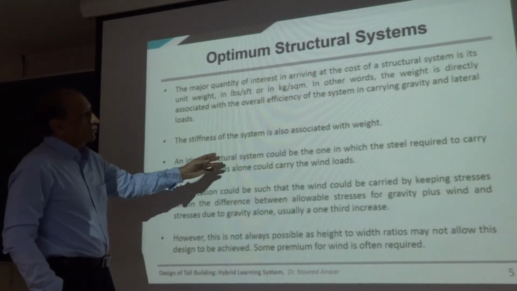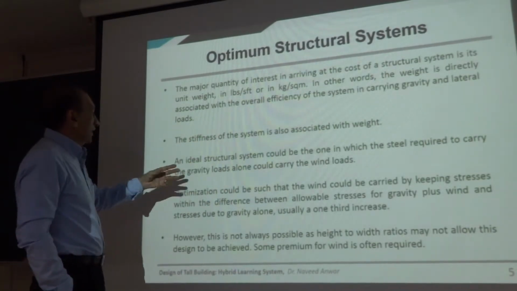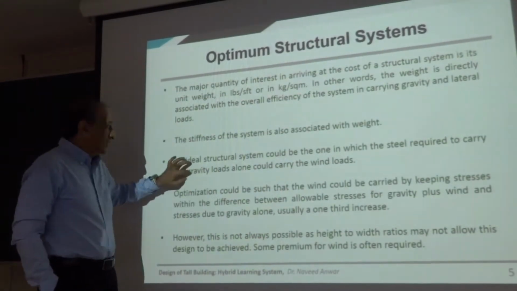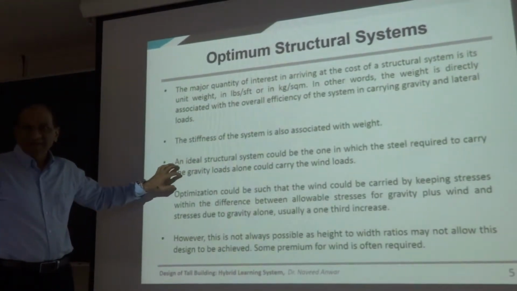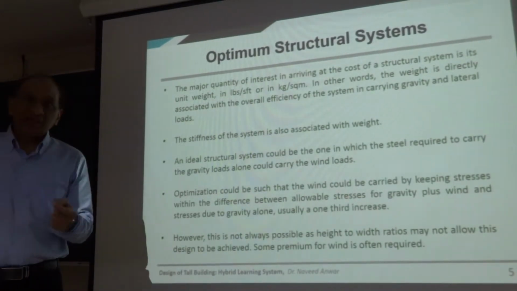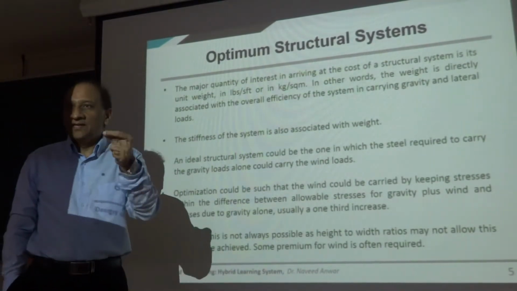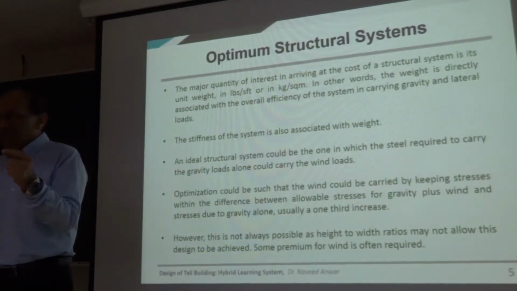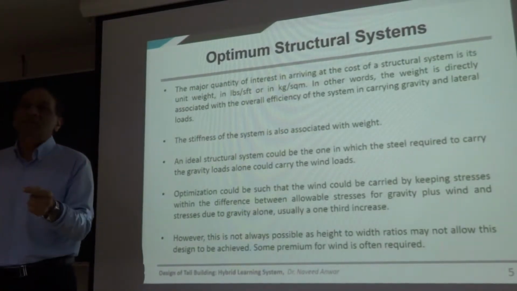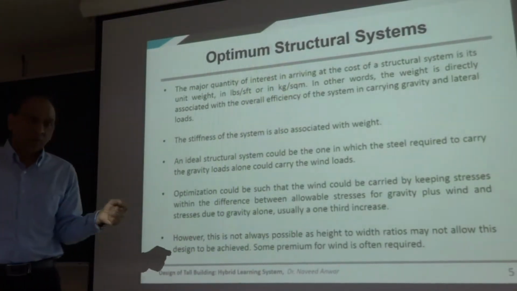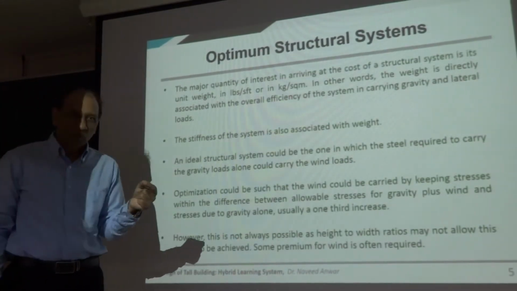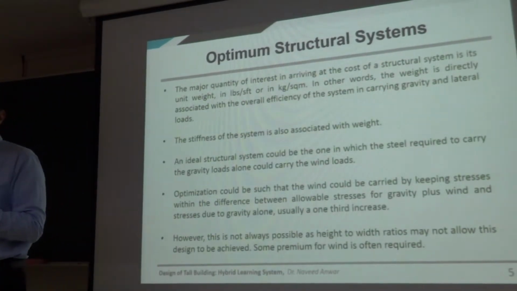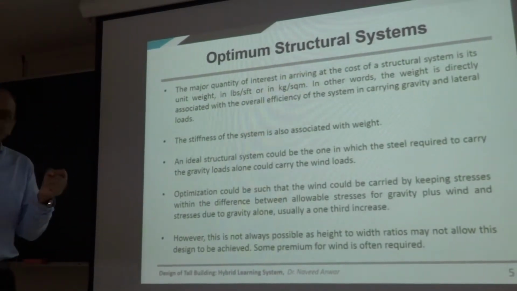An ideal structural system could be the one in which the steel quantity to carry the gravity load alone could carry the wind load, or the lateral load. Now this is an interesting statement. Ideally speaking, a system which does not require any additional steel or concrete to resist the lateral load, that means only the gravity load design system can also take horizontal loads, will be the least cost solution, because you're not adding anything for the lateral load. But obviously that's not going to be possible. But the target is something like that.